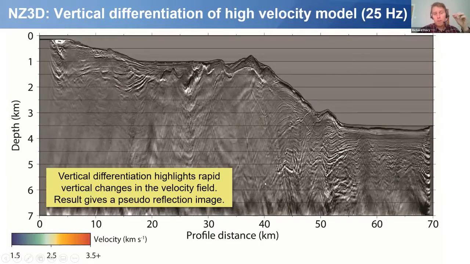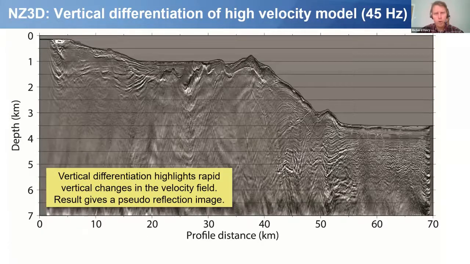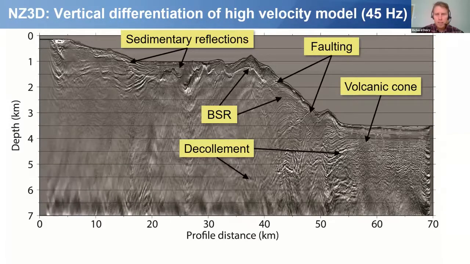Going up to 25 hertz, we see a much improved image, so it's getting really sharp now. And then going all the way to 45 hertz, we have something which actually looks remarkably like a reflection image. If I just overlay some of the features which I like. So we obviously have these kind of folded sediments which go through here and here. We can also see the stratification within the accretionary prism on a very fine scale, and they're folded really nicely.